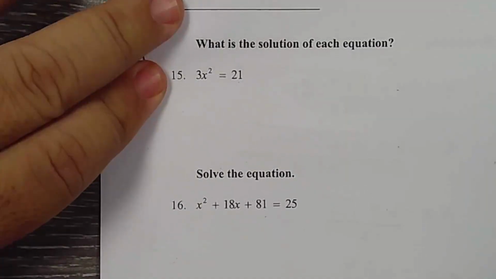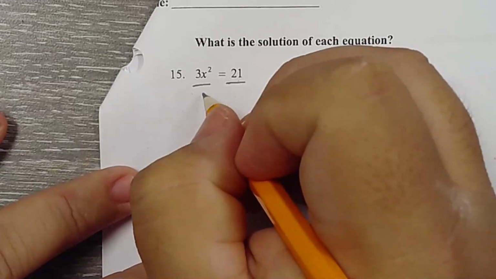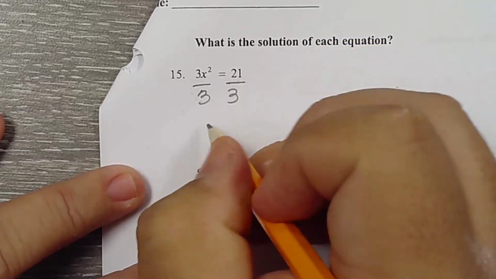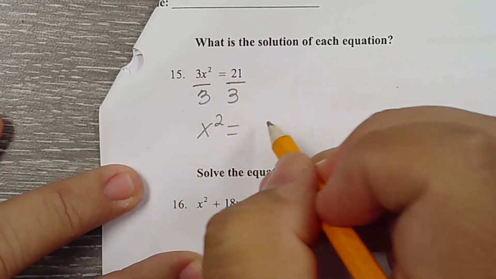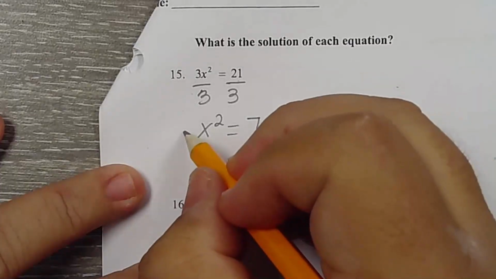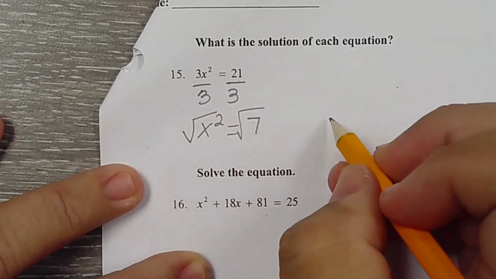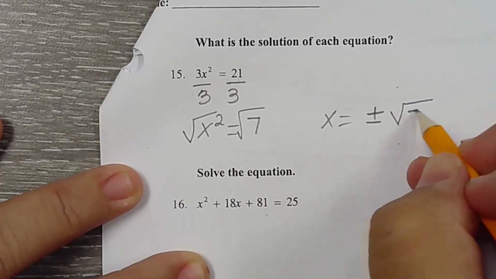How do you solve for x? No, what do you have to do first? Divide by what? 3. So what do you have? X squared equals what's 21 divided by 3? 7. How do you solve for x? Square root. So what is x going to be? Plus or minus square root of what? 7.